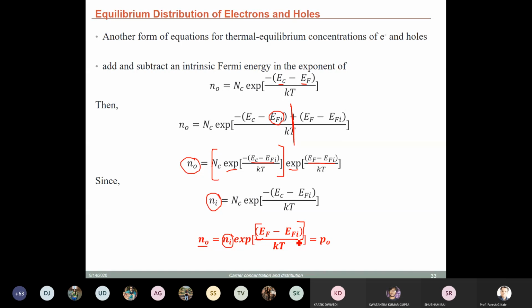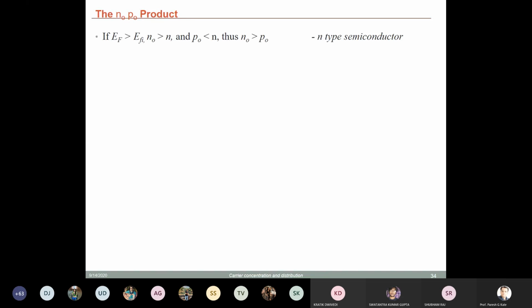If I know the intrinsic carrier concentration, let us say the temperature is 300 degrees Celsius, so Ni is constant, temperature is constant. In that case, if I know N0, I can determine the Fermi level in that semiconductor with respect to the intrinsic level, and also find the value of P0. So this expression would be useful to determine the relative difference between the Fermi level and the intrinsic Fermi level.